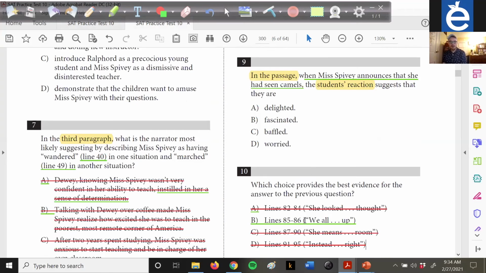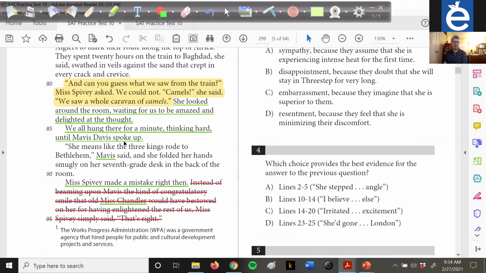So based on option B, what are they doing here? They're hanging there for a minute, thinking hard. So apparently they don't really know what she's talking about, right? She's waiting for them to be amazed and delighted at the thought, but everyone's just like, yeah, camels, I know what that is. Give me a minute.